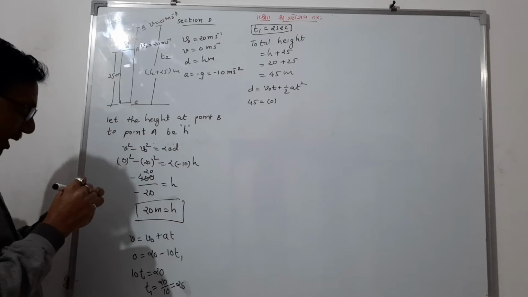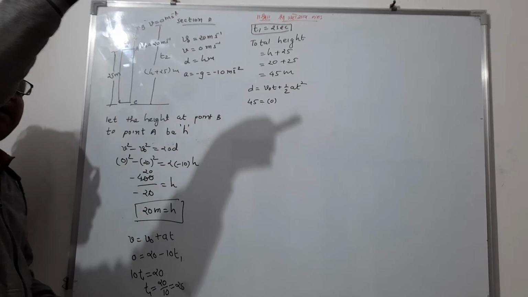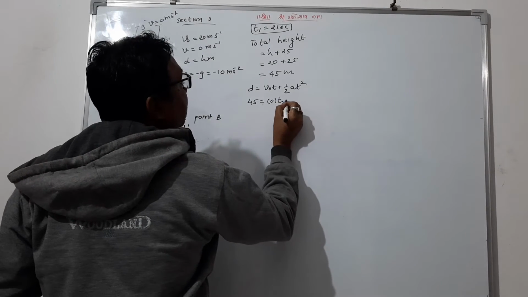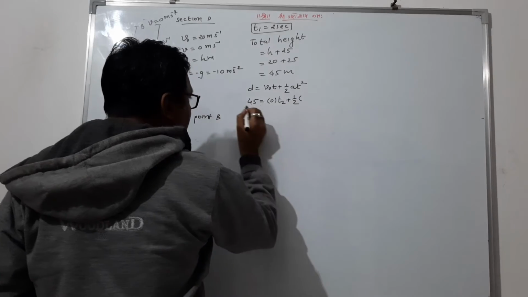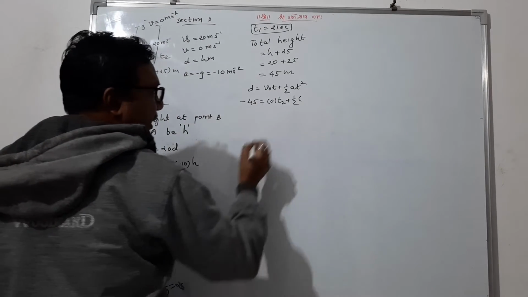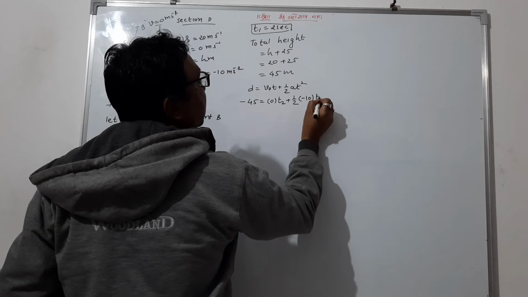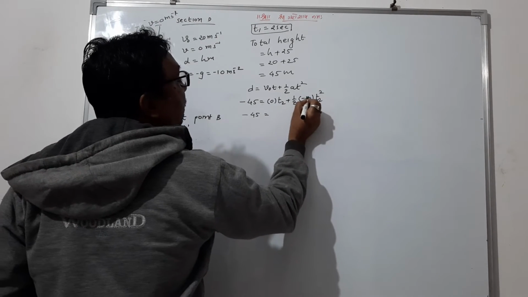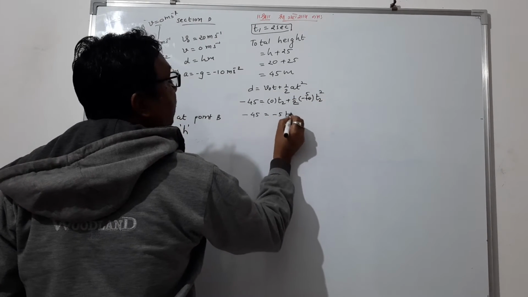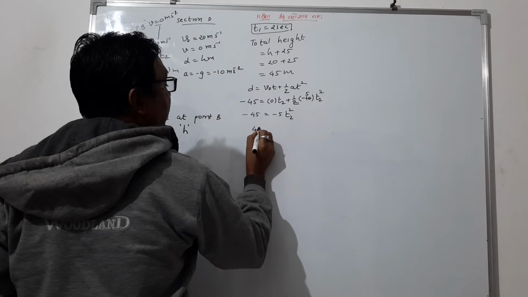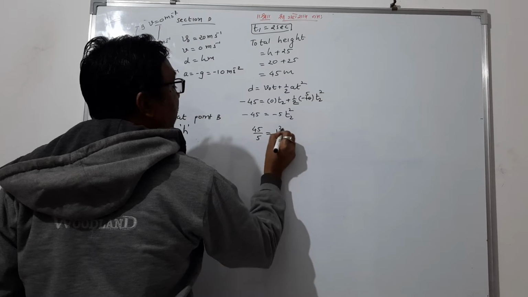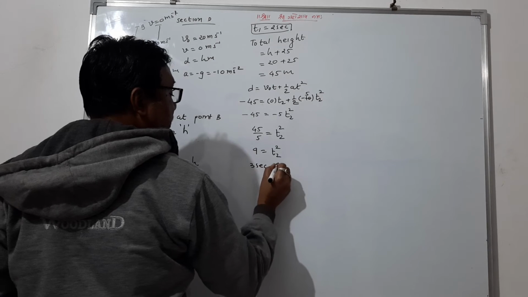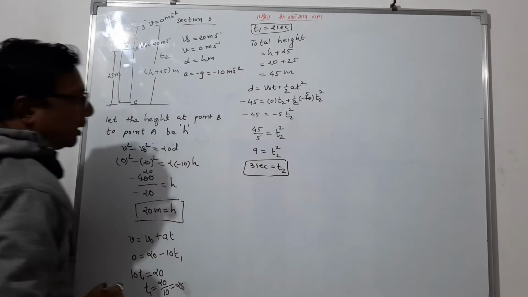This v0 is 0 because when it comes, it moves stationary then returns. So here initially 0, 1 half a, downward direction, that means it is negative, and this negative t2 square. So minus 45 is equal to minus 5 t2 square. Minus minus become plus. Here 5 t2 square. 9 is equal to t2 square. 3 seconds is equal to t2. You got the other time.